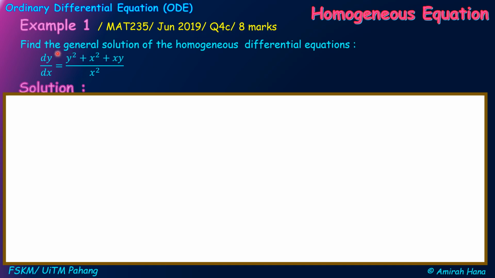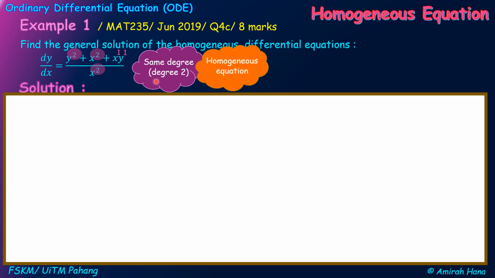In this video, we will discuss example 1 from previous semester papers, June 2019, question 4C, 8 marks. Find the general solution of the homogeneous differential equation dy over dx equals y squared plus x squared plus xy over x squared. From here we have y squared, x squared, x to the power of 1, y to the power of 1, and denominator x squared. This is the same degree, which is degree 2. So we can solve using the homogeneous equation.